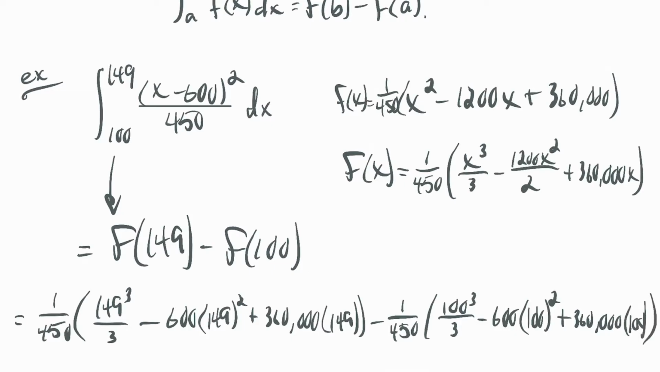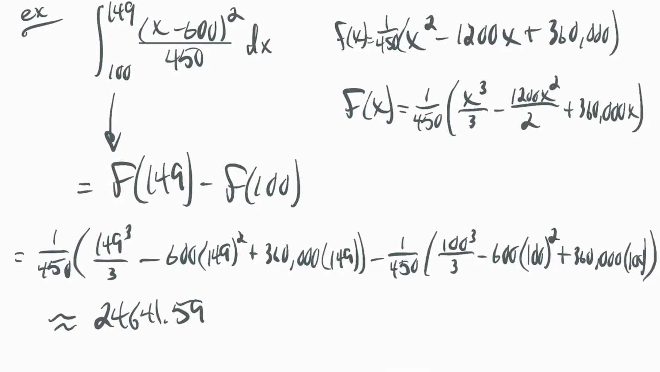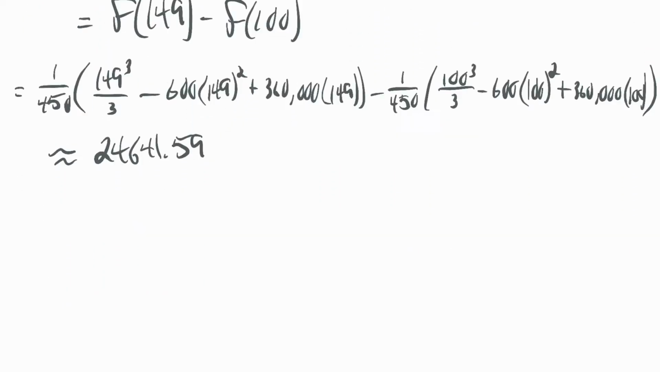Okay, so let me grab a calculator, and hopefully I can just type this whole thing in. I'm not super optimistic, but we'll try. And I get 24,641.59, which is what we had gotten before. Now, there's actually another way to do this that might be a little bit easier, that would make this problem easier, and then for other problems, it's kind of essential. So let's look at another example.